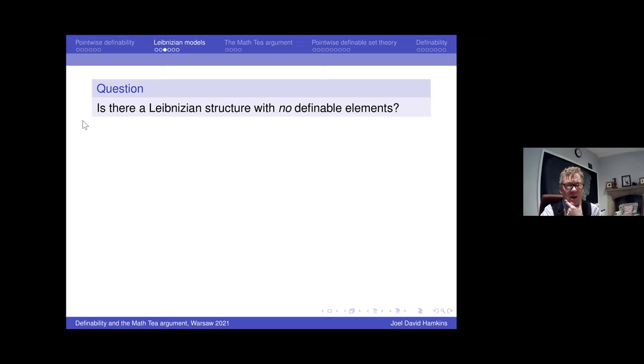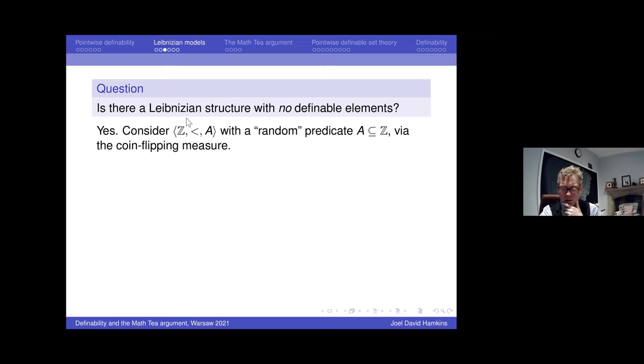So let's consider this structure, the integers under the integer order with a random unary predicate. So I have a unary predicate, so some of the integers are in A and some of them are not, and I'm going to choose A by flipping a coin separately for each individual integer, and that's how I decide the predicate. Really there's a probability space and so on, with measure one sets and measure zero sets, and I'm picking an A from a suitable measure one set. So that's going to be my structure, a random predicate on the integer order.